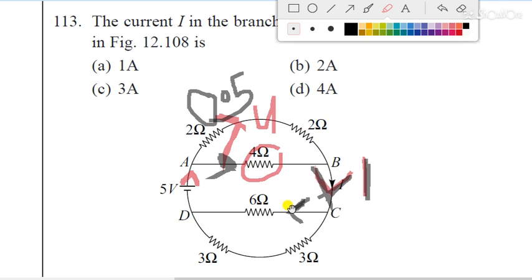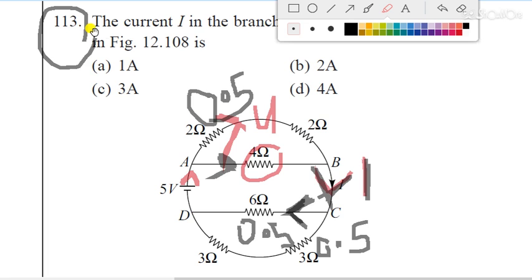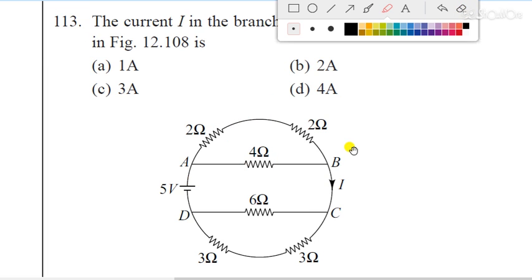Then in this section you can see 6 and 6 resistance is there. So 0.5 will flow through this 6 ohm resistance. 0.5 current will flow through this 3 ohm resistance. So this is a very good question of today's lecture, and I hope this question is very clear to you. If this question is not clear, then you can comment and drop a message to me. It is a very good question. Current through BC I had to find.